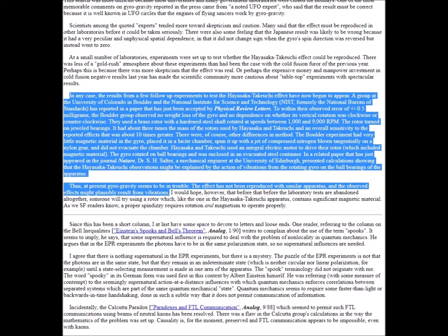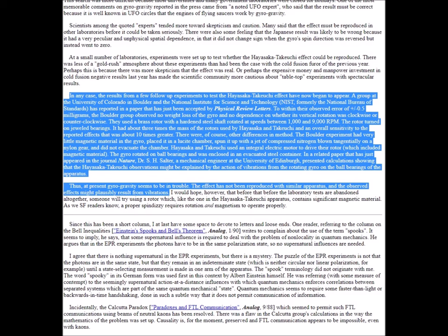In contrast to the original experiment, the Colorado scientists used a brass rotor with a hardened steel shaft rotated at speeds between 1,000 and 9,000 RPM. The rotor turned on jewel bearings. It had about three times the mass of the rotors used by Hayasaka and Takeuchi, and an overall sensitivity to the reported effects that was about 10 times greater.